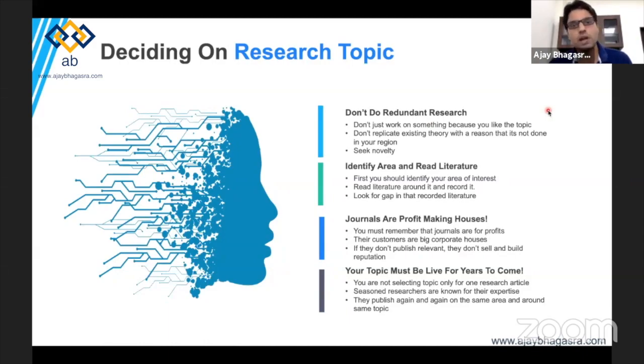It is not required. You might like a CRT-based television, cathode ray tube. They are gone. It is not about your liking. Let it be very clear to you. Generally, the scholar, when he comes into the universities, says, sir, I like this topic. Should I work on it? Come on, it is not about your liking.